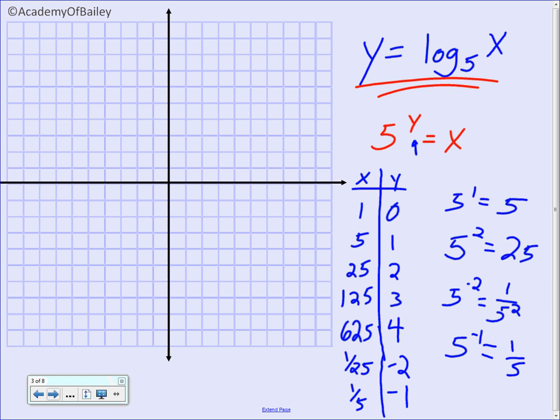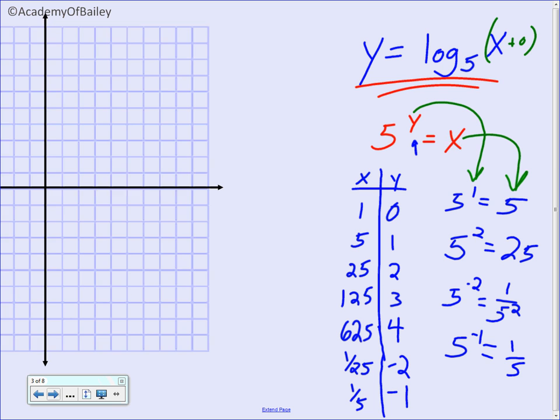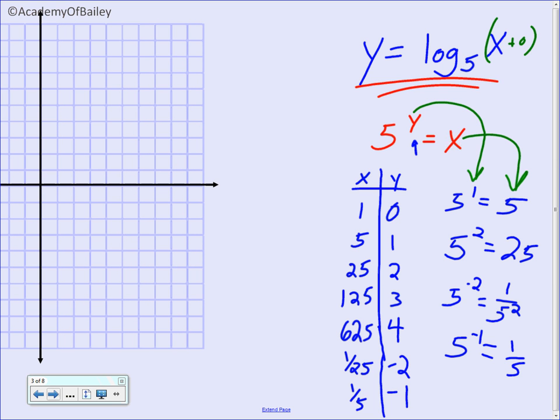Okie dokie. So we plugged in for y, and we were able to find x. Now let's graph our points. Well, the vertical asymptote here is, remember, plus 0. So the vertical asymptote is just the y-axis there.